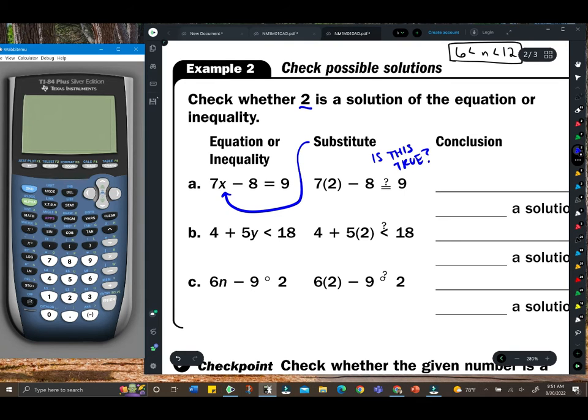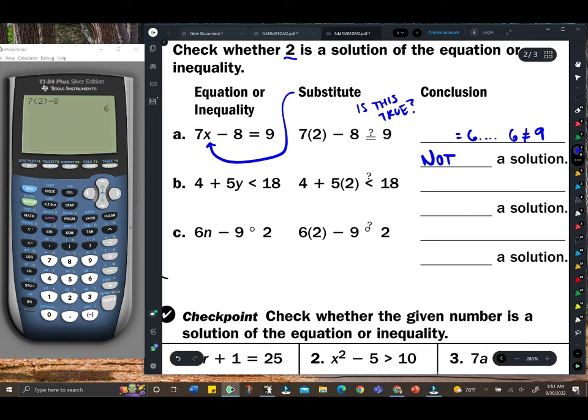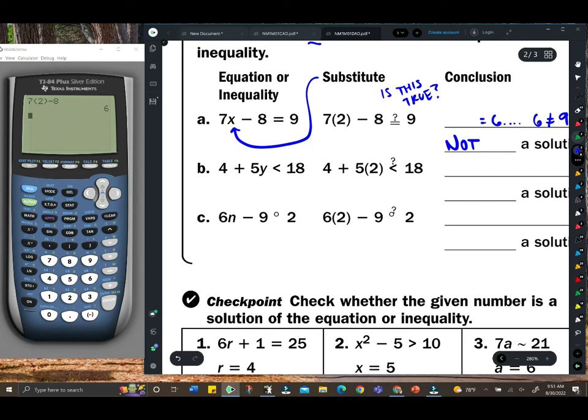And you can simply use your calculator and take 7 times 2 minus 8. See if you get 9. You get 6. And, well, 6 is not 9. So since 6 is not equal to 9, it's not a solution. So it's kind of fun. You're just checking to see if things are solutions.